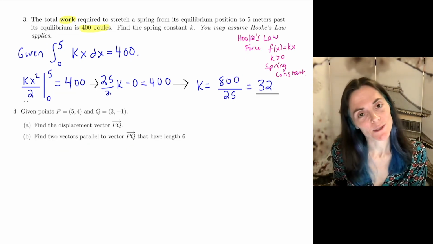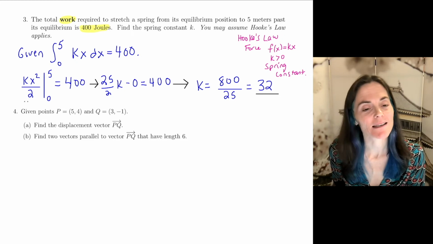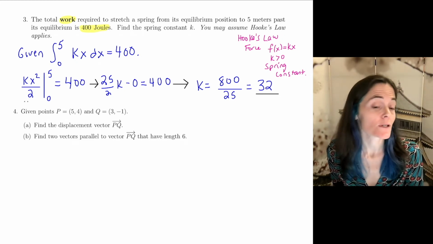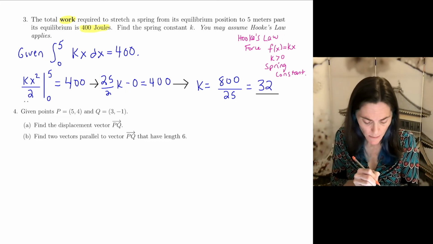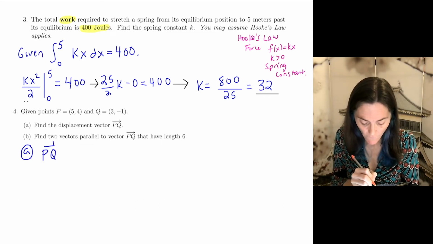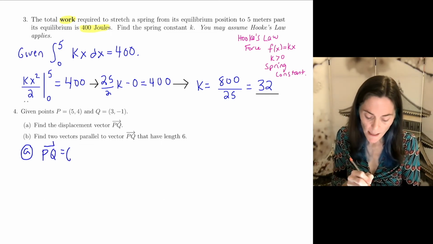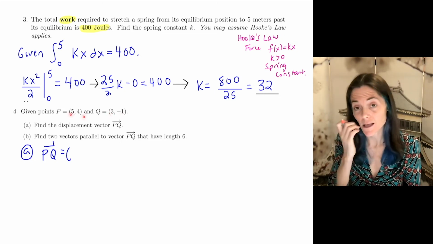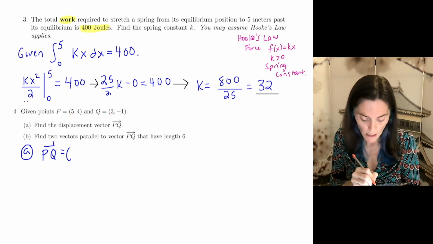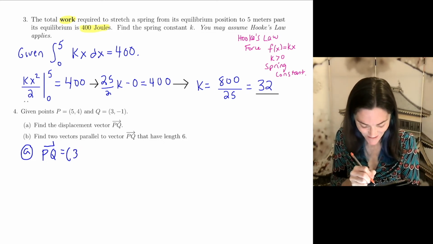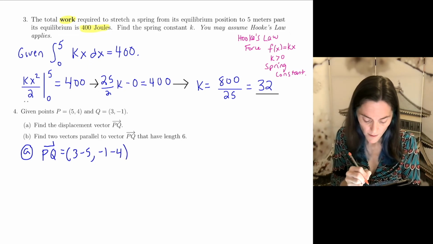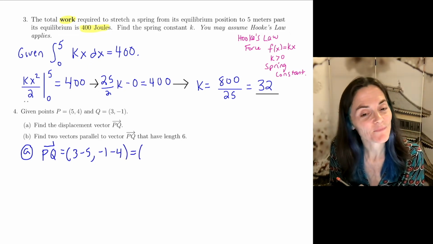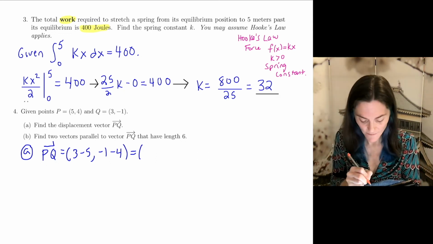Now we move on to the multivariable questions on our quiz extra practice. The first one is number 4. We are given 2 points, P and Q. These are in R2. The first one, we want to find this displacement vector, vector PQ. So how we calculate this is, you take the entries of Q minus the entries of P. So this would be 3 minus 5, minus 1 minus 4. And you see this is -2, -5.